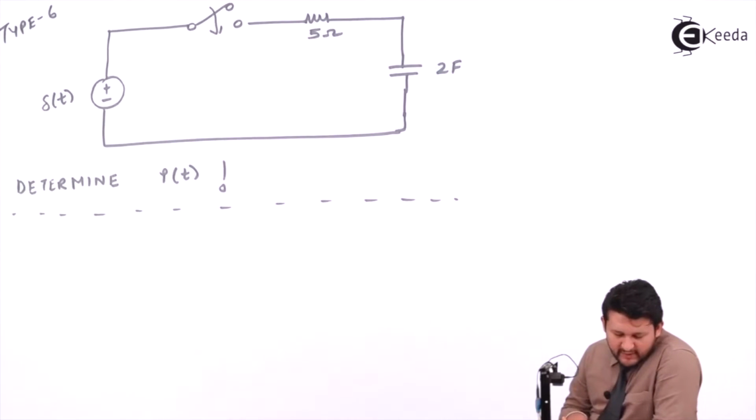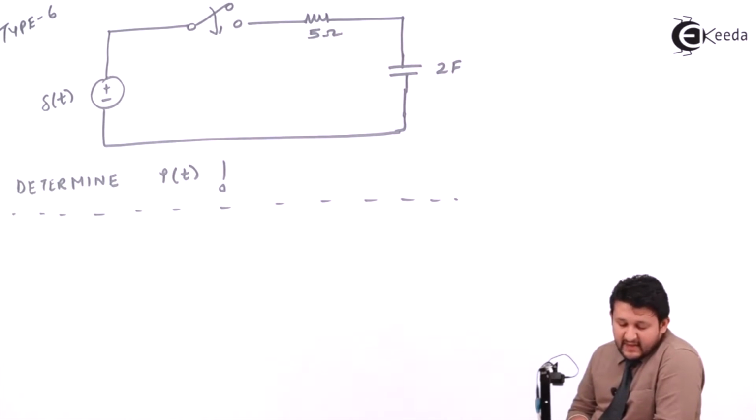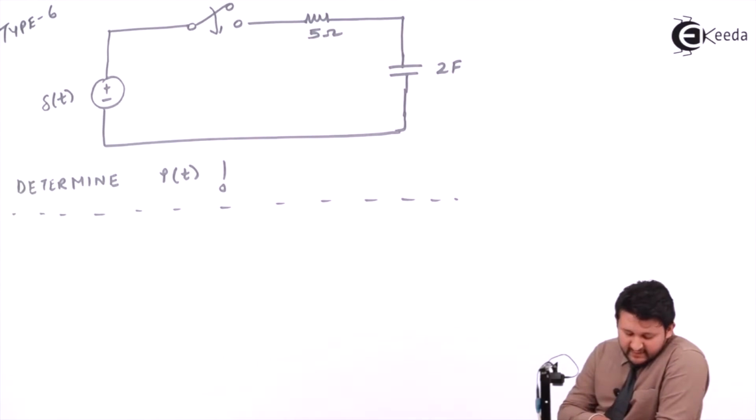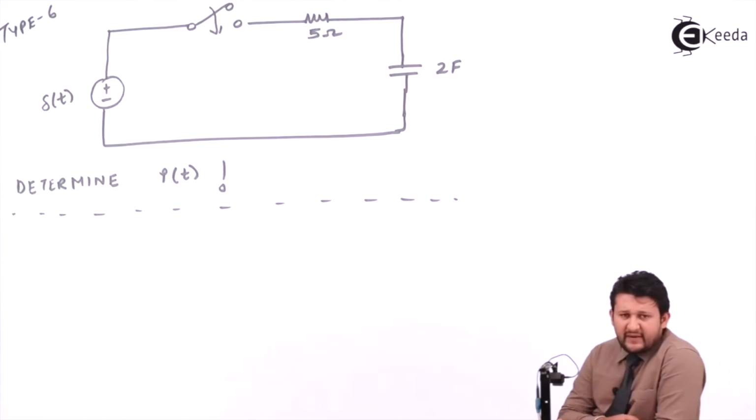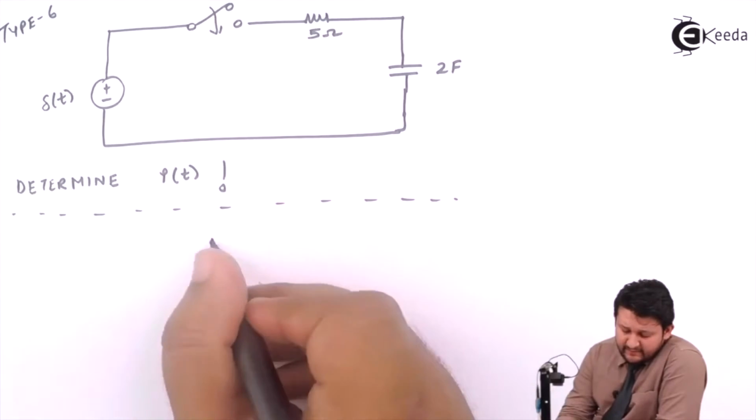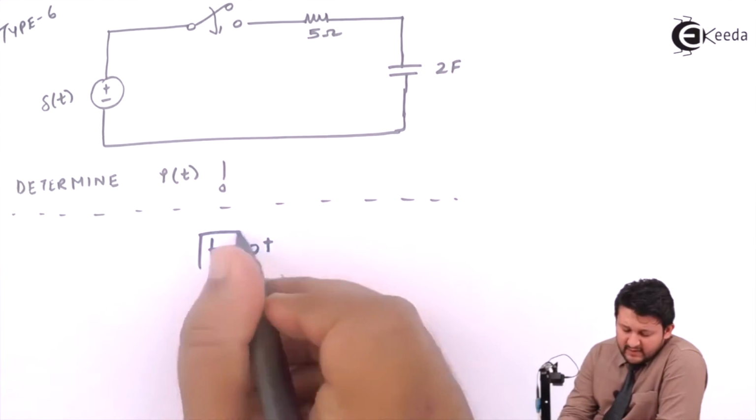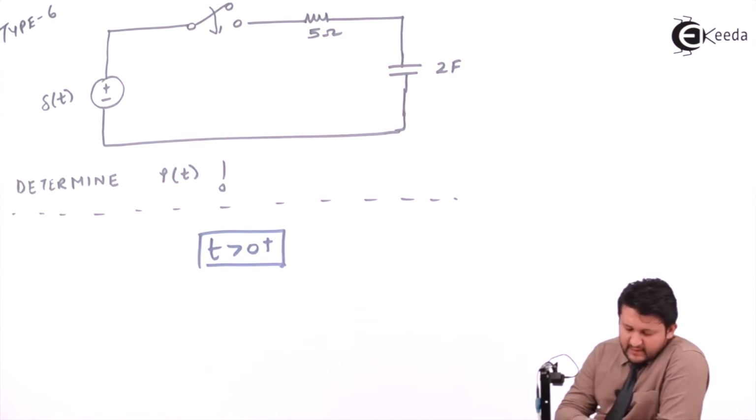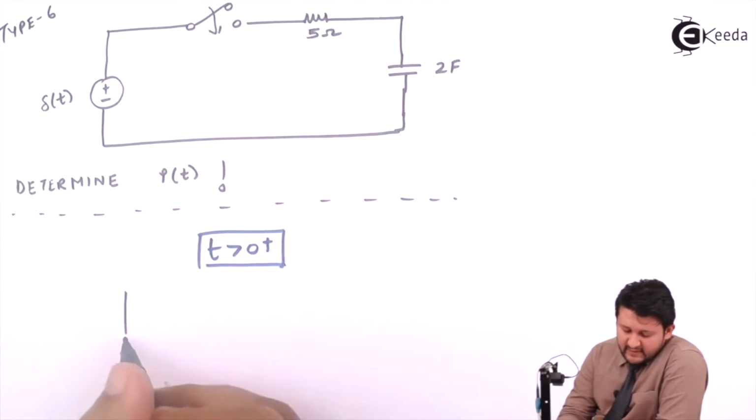Guys, look at type 6, where you have a combination of resistor, capacitor and a delta function. So first thing, whenever you have a delta function, ramp function or unit step function, straight away you start at t greater than 0 plus condition for Laplace. So draw a circuit for this condition.